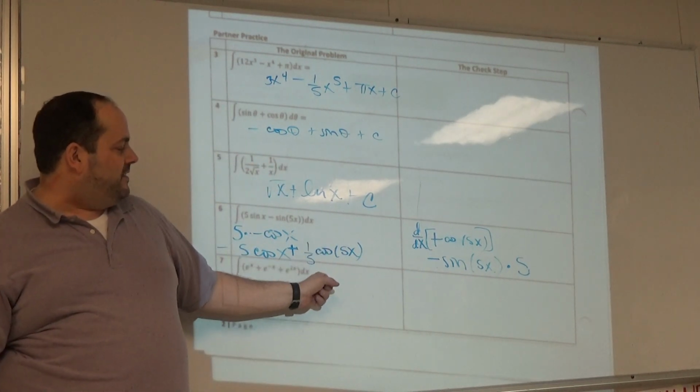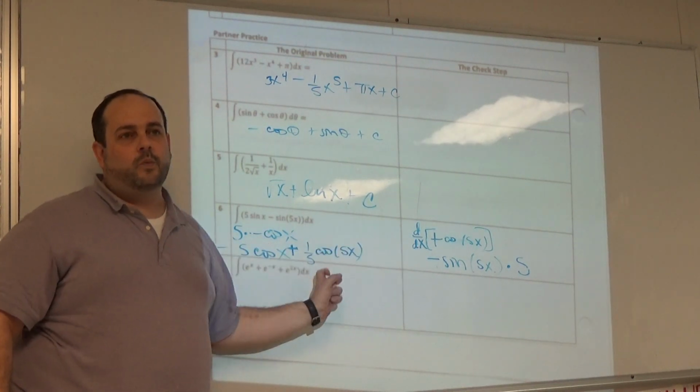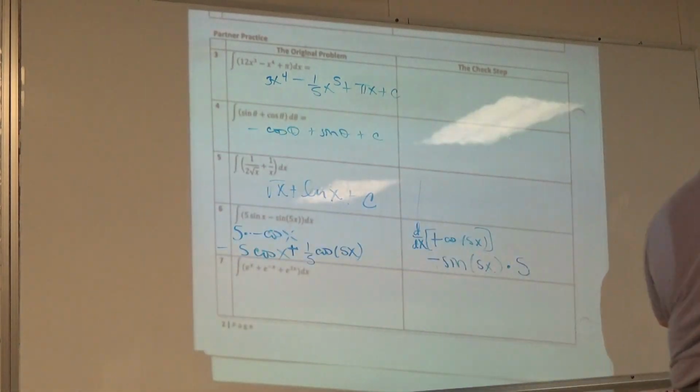Okay, 1/5, derivative of cosine is negative sine 5x, times 5, with this 1/5 in front. That works. All right, that didn't go as smoothly as I hoped.